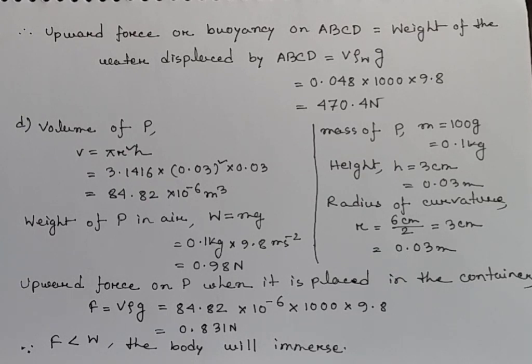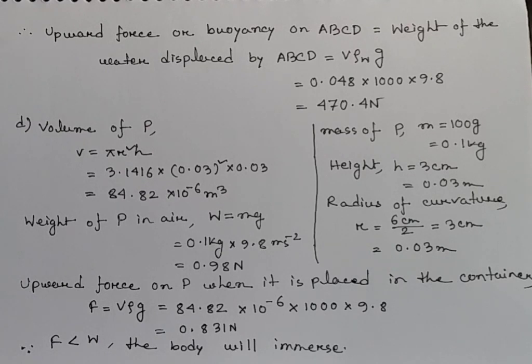So the weight of the object P will be W equals mg. The value of m is given in the stem, that is 100 gram, and by converting it to kg, we get 0.1 kg, and the value of acceleration due to gravity we know is 9.8. So finally we get the weight of the object is 0.98 Newton. So as we have calculated the weight, now we will calculate the upward force on P.